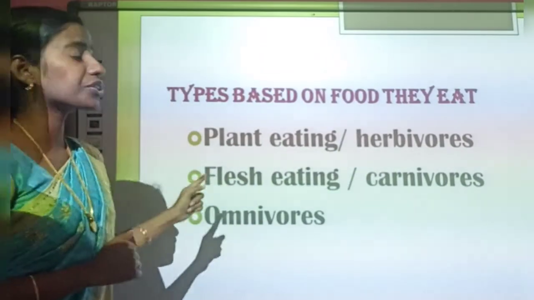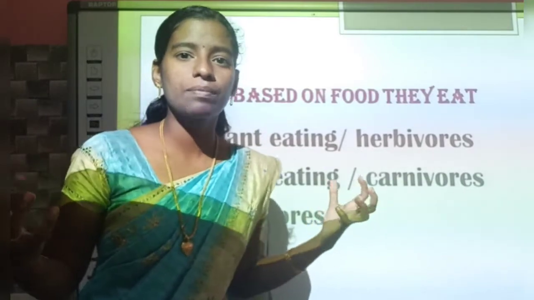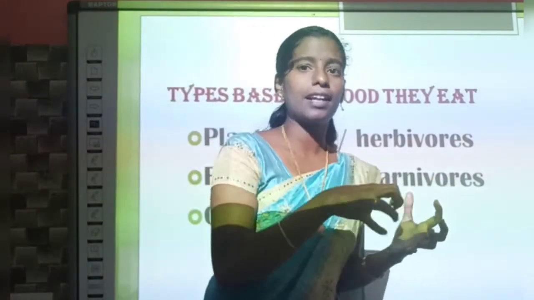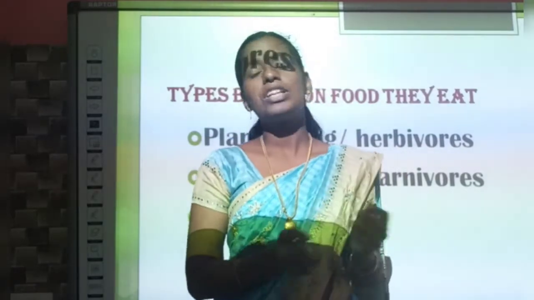Next one is flesh eating or carnivores. For example, lion and tiger, you see, it will kill other animals and it will take the flesh of that killed one and it will eat.